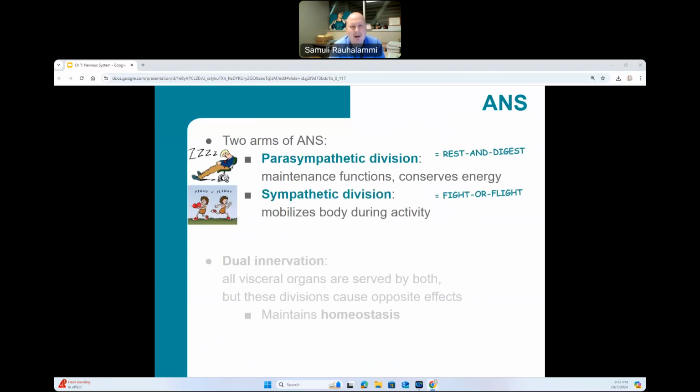Whereas the sympathetic branch is much more concerned with our immediate survival. This is at the time of crisis where we need to get the body quickly to respond, for example, to a threat. We call this the fight or flight system. We are getting ready to escape a situation or prepare to fight for our survival.